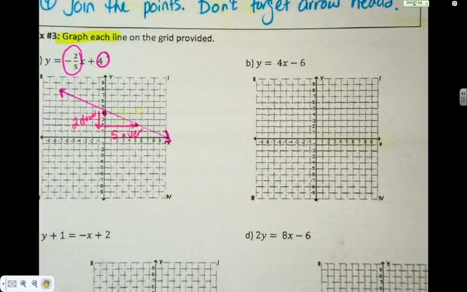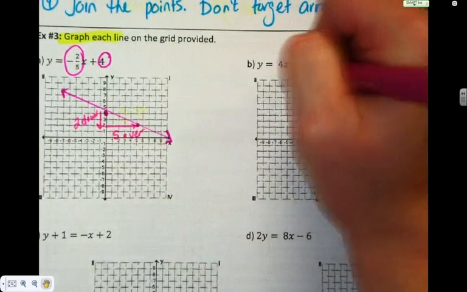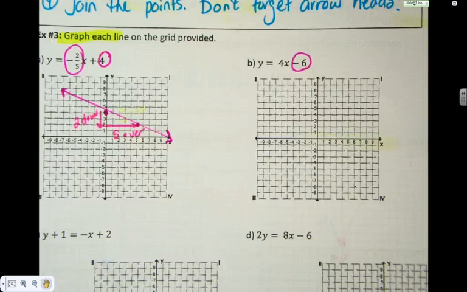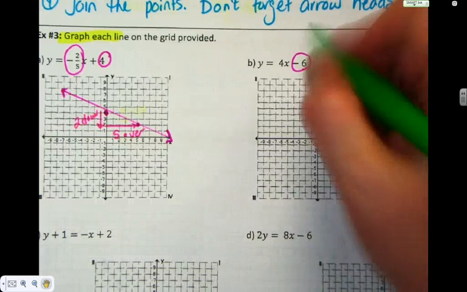y equals 4x minus 6. We start with the b, which is the last number, which is minus 6. Where do we put it? On the y-axis, because its definition is the y-intercept.